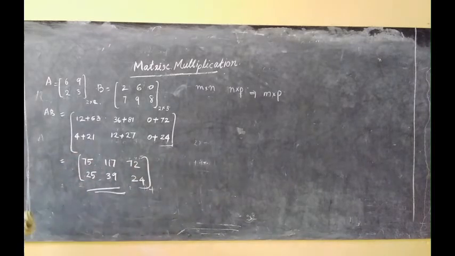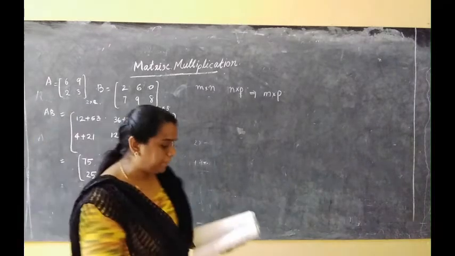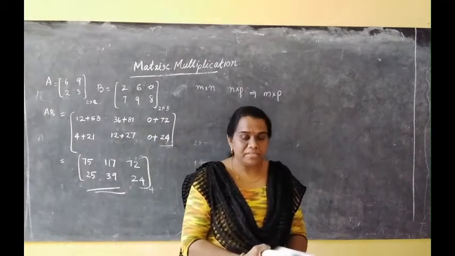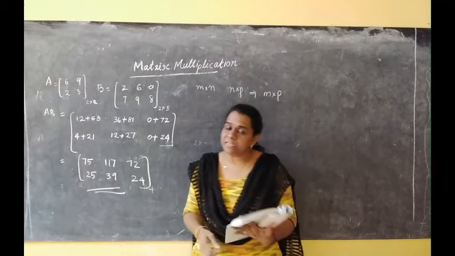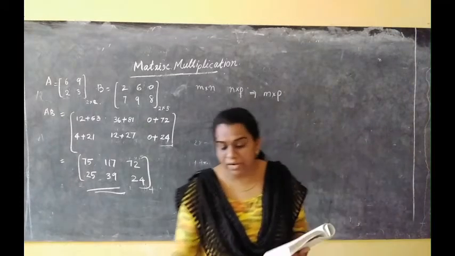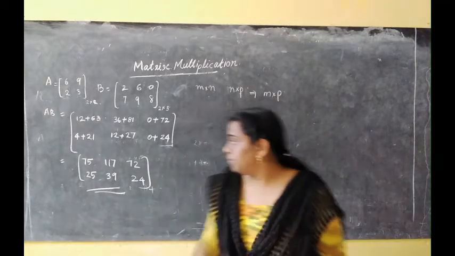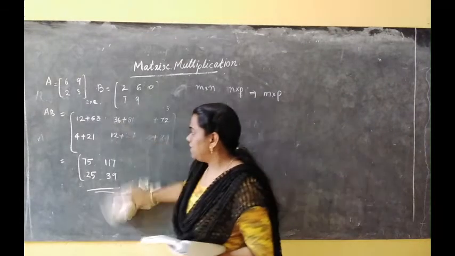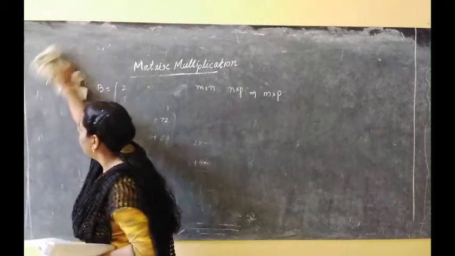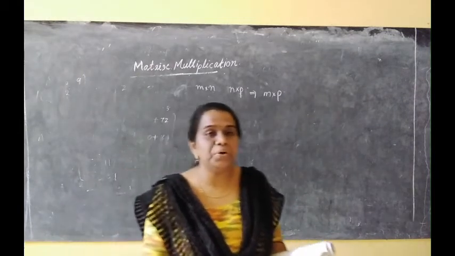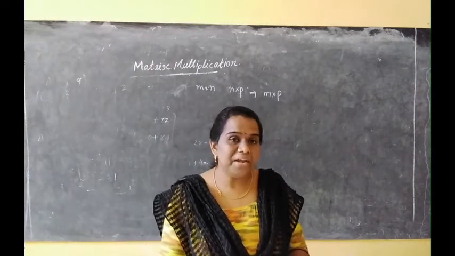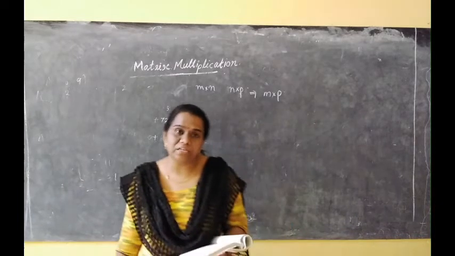This is the product. I hope you understood the matrix multiplication. Now, in addition, we have studied that matrix addition is commutative. What do you mean by commutativity? Commutativity means A plus B is equal to B plus A. But matrix multiplication is not commutative. Matrix multiplication AB is not equal to BA.